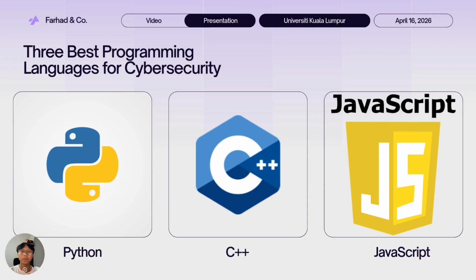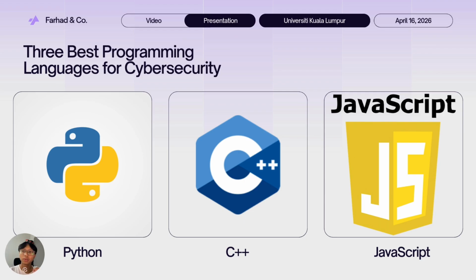The second language is C++. C++ is important in cybersecurity because it is fast and also gives strong control of the system resources and also its memory. And so because of that, it is suitable for making performance-heavy tools such as intrusion detection systems and also low-level security software. And lastly, it is JavaScript.